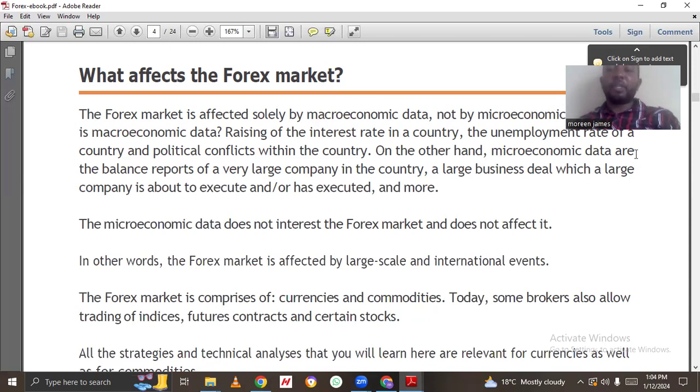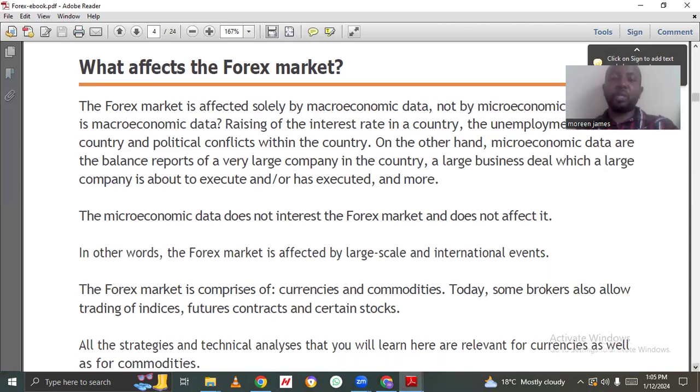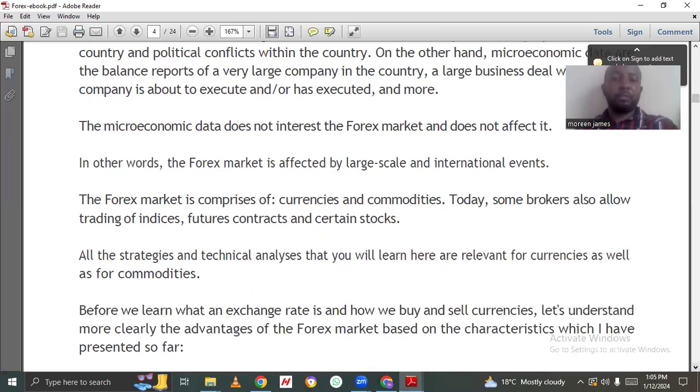On the other hand, microeconomic data are the balance reports of a very large company in the country, a large business deal which a large company is about to execute or has executed, and more. The microeconomic data does not interest the Forex market and does not affect it. In other words, it is affected by large-scale and international events. These ones I'll be handling during fundamental analysis.